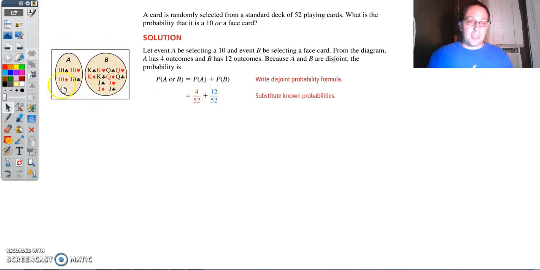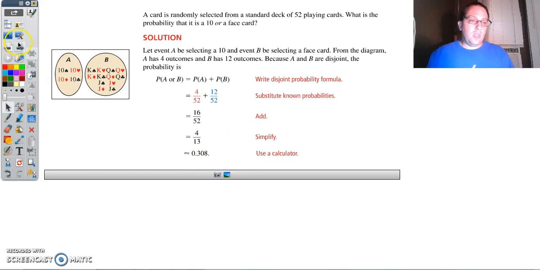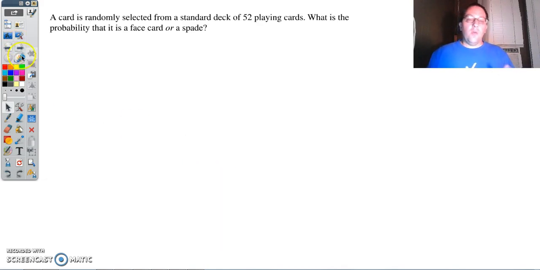This is 16 total cards out of 52. All right, so we've got 4 out of 52 plus 12 out of 52 is 16 out of 52, which simplifies as 4/13 or 0.308, so 30.8%. Okay, no overlap. What if instead we want them to be either a face card or a spade?